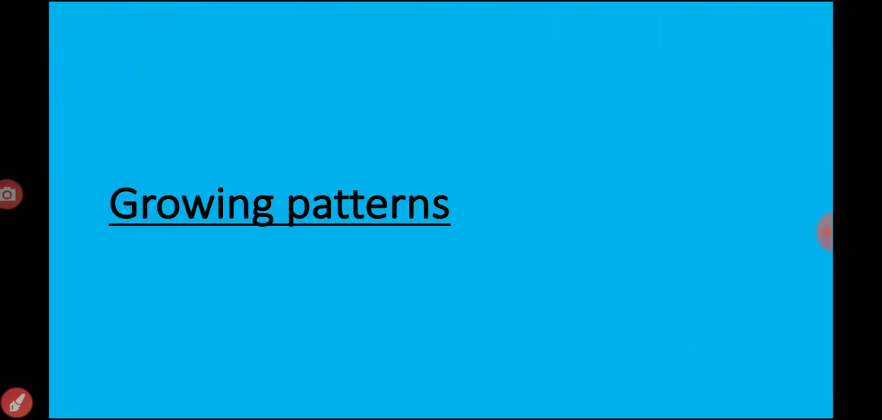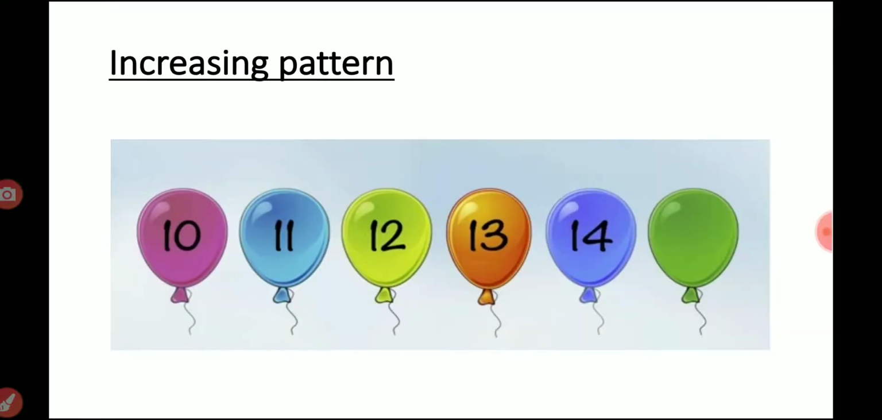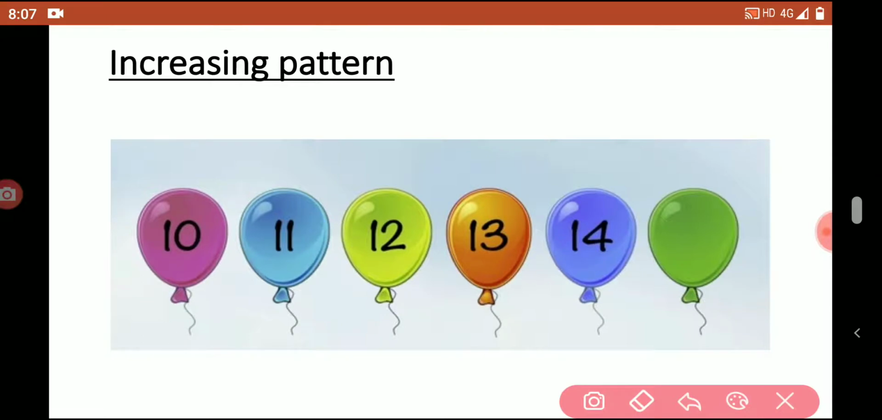Now growing pattern. Growing patterns generally are of two types, increasing and decreasing pattern. Let's start with increasing pattern. In increasing pattern, numbers increase in a definite order. Now let's take an example. Here a few numbers are 10, 11, 12, 13, 14.